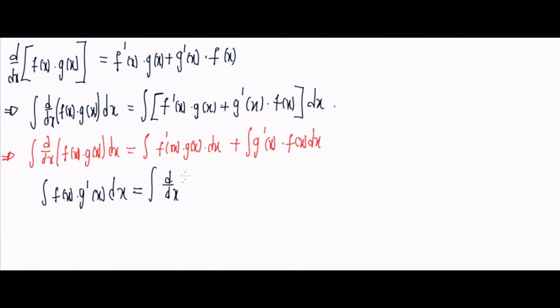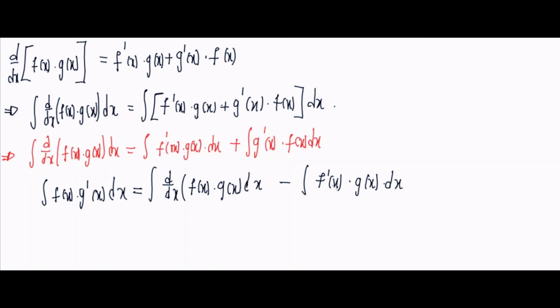of d/dx of f of x times g of x dx. Then we'll minus the integral of f prime of x times g of x dx. So now, this one can be the formula for integration by parts, but sometimes you may forget it.